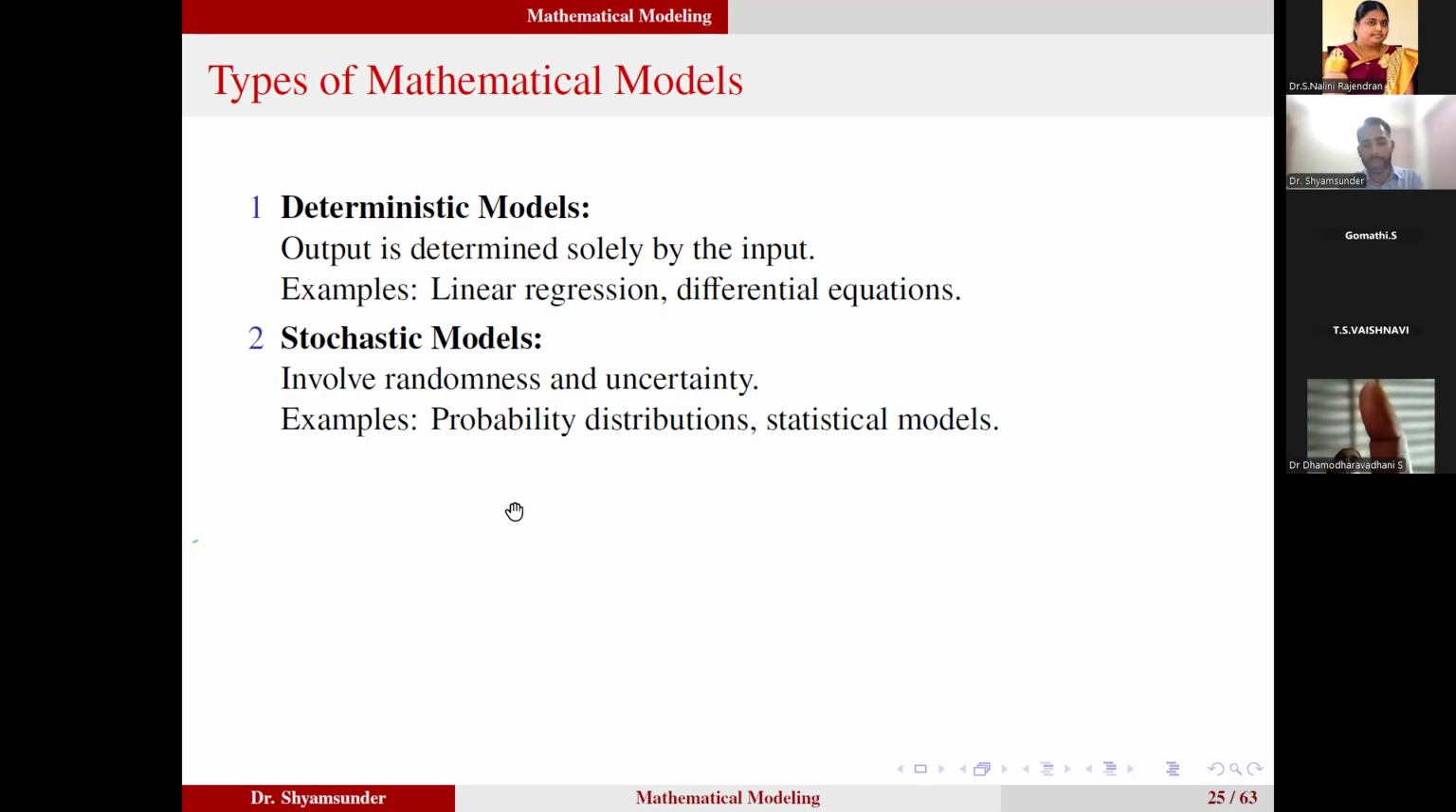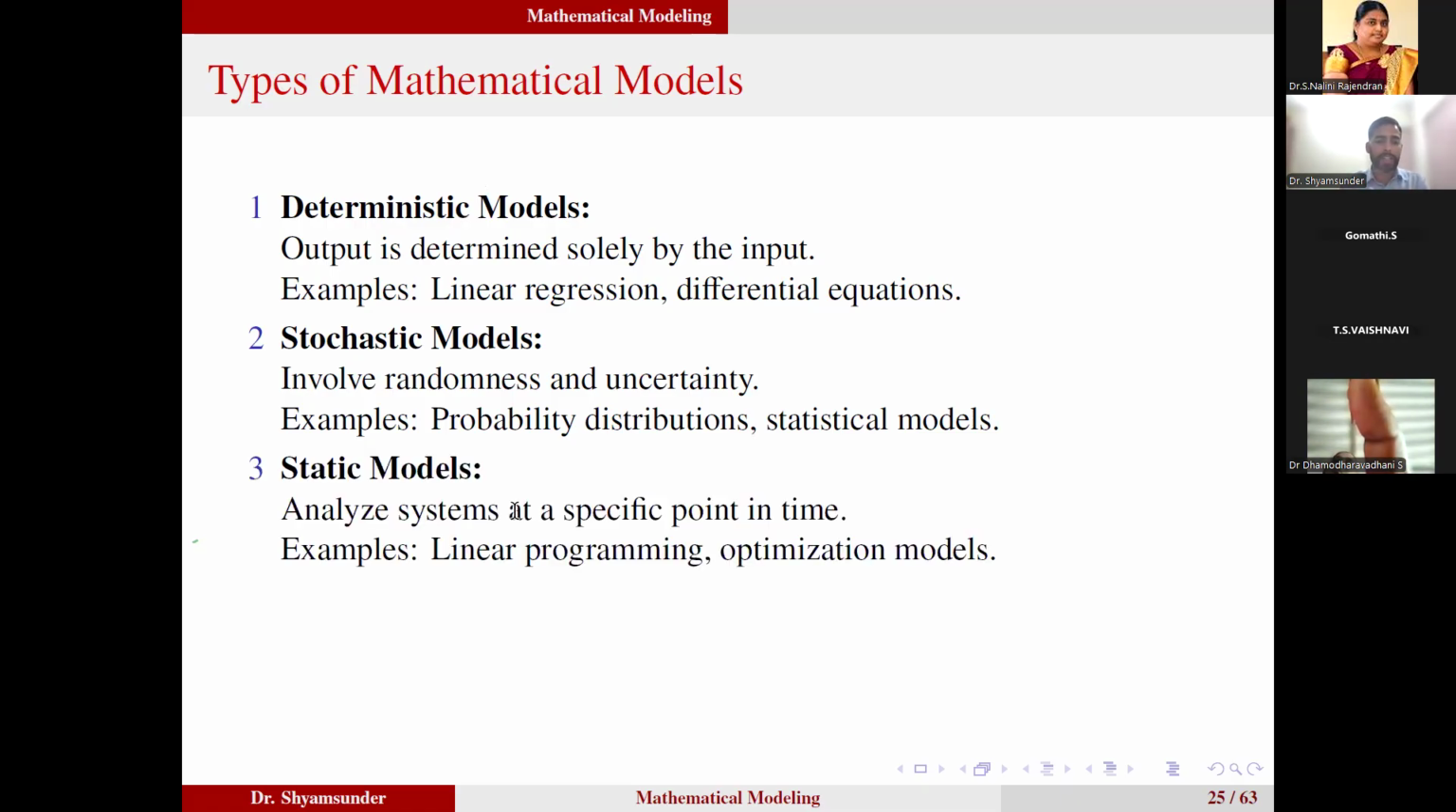The probabilistic and statistical models are used for stochastic models. Third is the static model, which analyzes the system at a specific point in time. Linear programming and optimization problems, transportation problems, and supply and demand problems are known as static models.